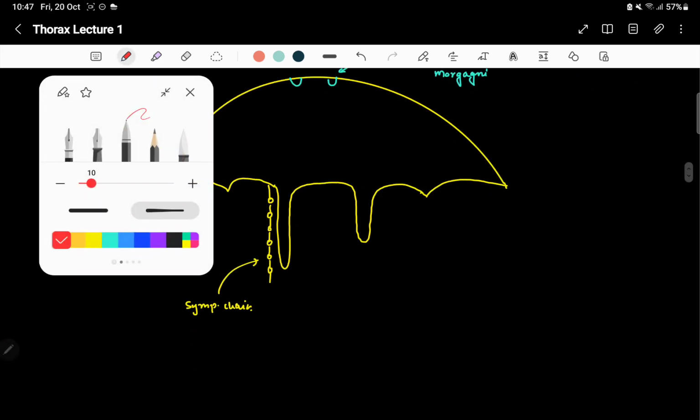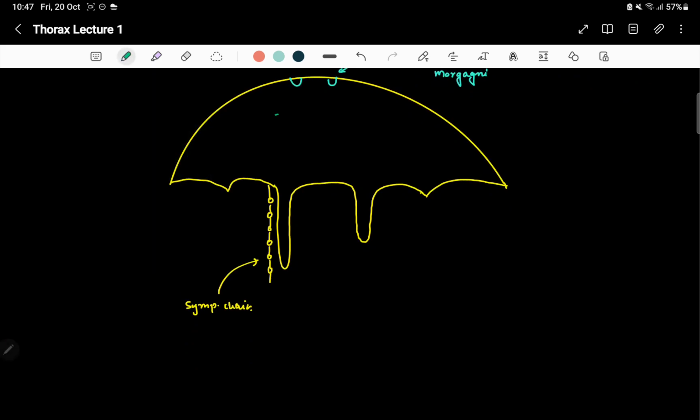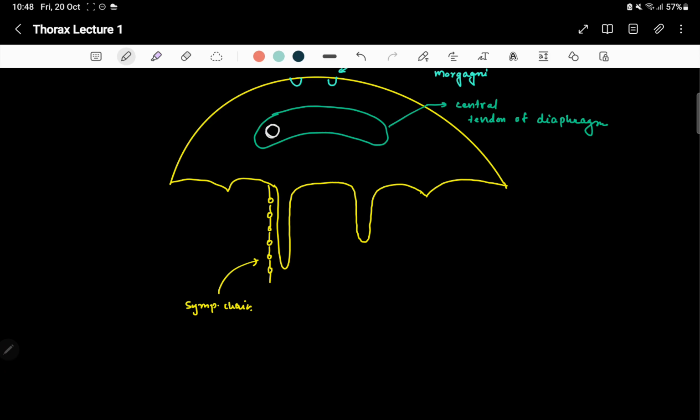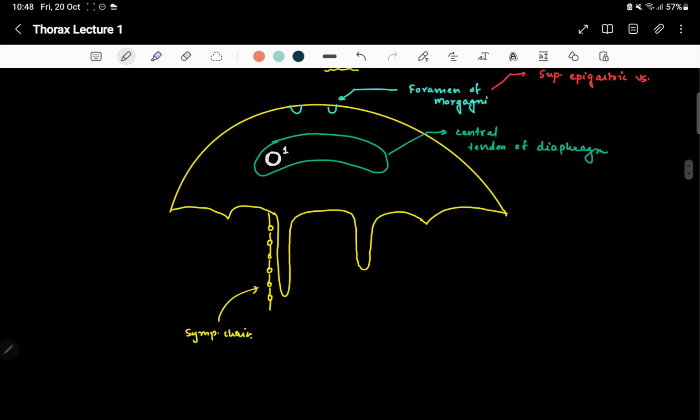Then we have a central tendon here. Let me draw it in green. This is the central tendon of diaphragm. Okay, then in the central tendon of diaphragm we have the opening here. Let's give it number 1. Okay, we have an opening below it, let's give it number 2, and an opening between the crura, that is number 3. Okay.